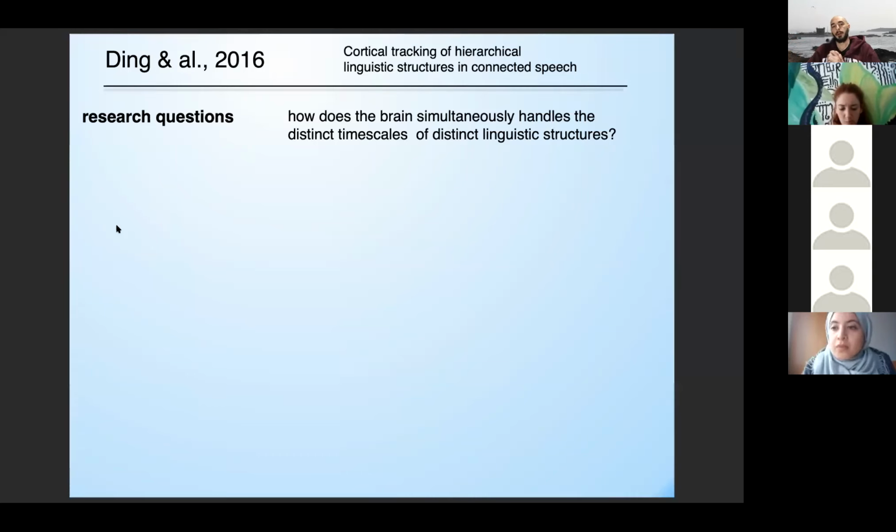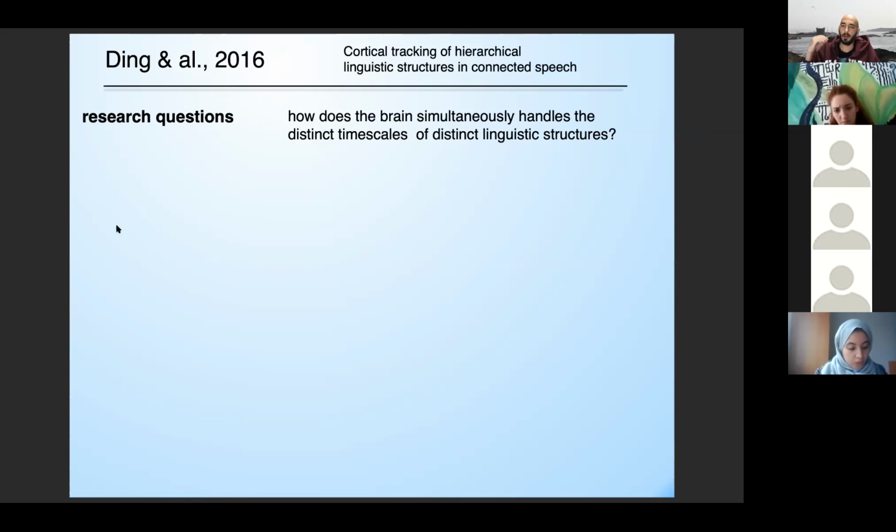Right. So the next paper we are going to talk about is this very cool and influential paper by Ding et al. in 2016, called Cortical Tracking of Hierarchical Linguistic Structures in Connected Speech. You will see this methodology is quite different from the one we discussed in the last paper and in the previous lecture, because the research question of this study was, how does the brain handle the distinct time scales of different linguistic structures?